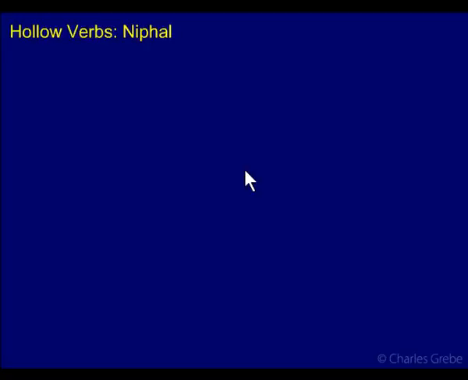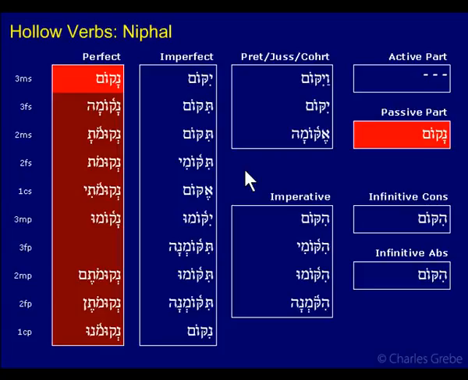Hollow verbs, Niphal. We've looked at the Qal, now let's look at the Niphal. Here we have qum, but this time in the Niphal, and let's see. The first thing we can say, just looking at the way I've colored it, is that in the perfect and the participle, we have the nun. Okay, so you see the nun, this is the Niphal nun prefix, all the way through here.